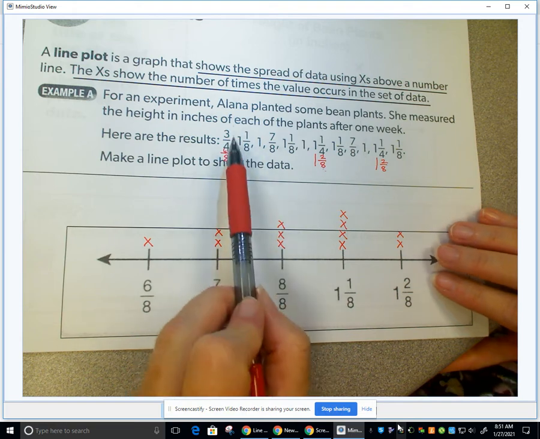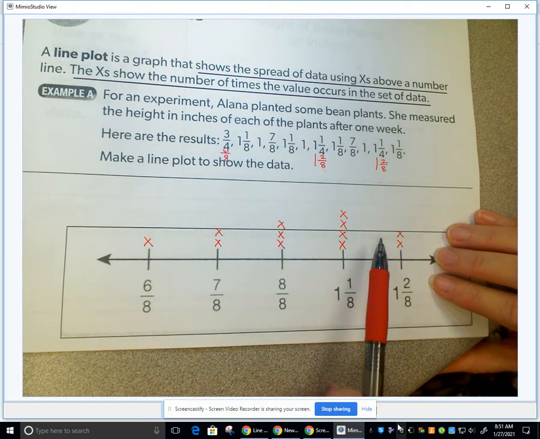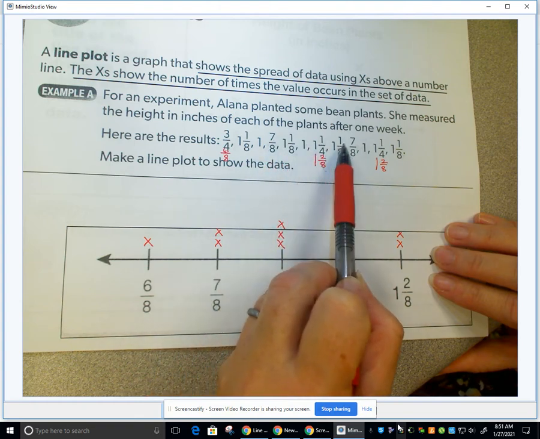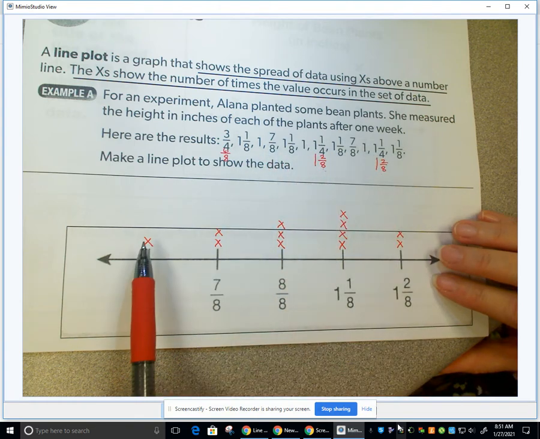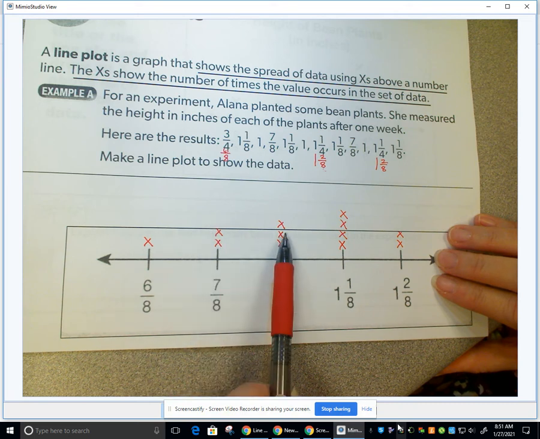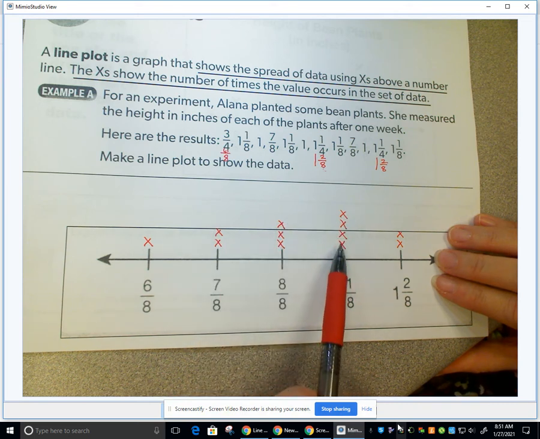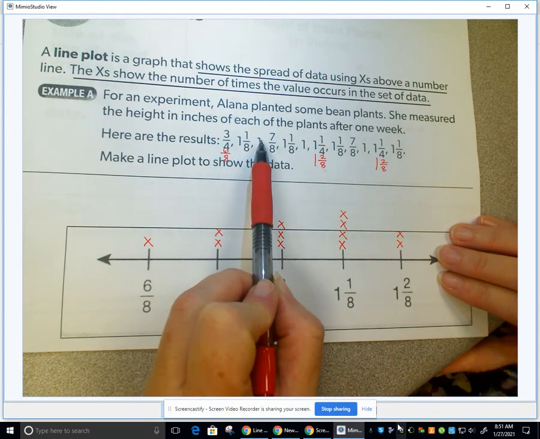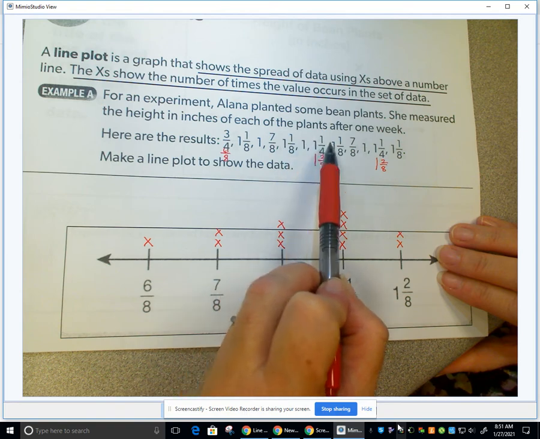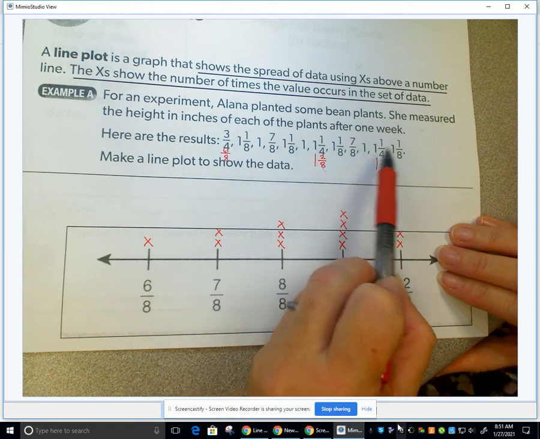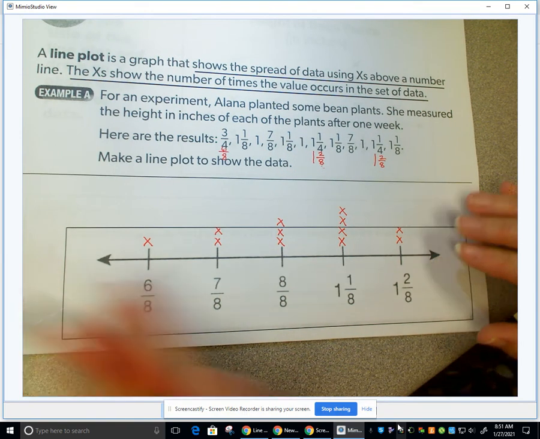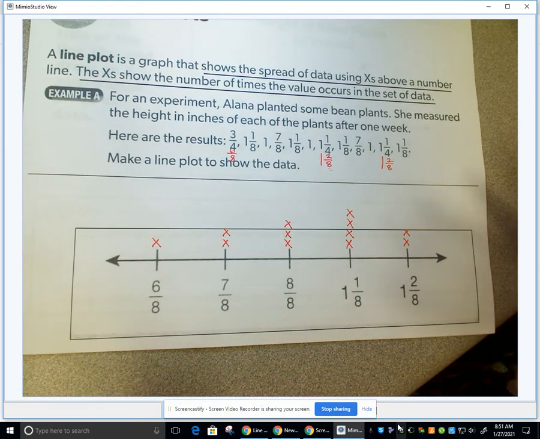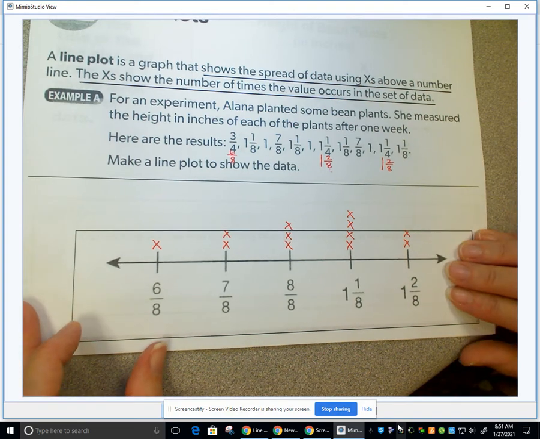Now, let me count my fractions. I should have that many X's down here. 1, 2, 3, 4, 5, 6, 7, 8, 9, 10, 11, 12. Something's wrong. Let's see. 1, 2, 3, 4, 5, 6, 7, 8, 9, 10, 11, 12. Okay, that's what it was. Sorry, I miscounted the first time. You'll see me make mistakes and you'll be wanting to tell me and you can't because you're not here with me, and I'm sorry.